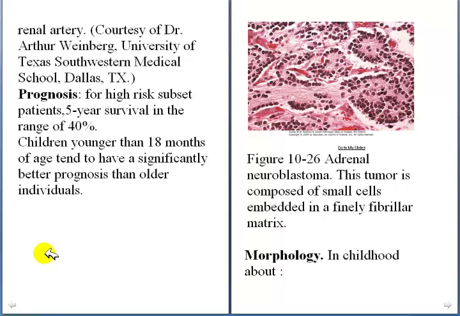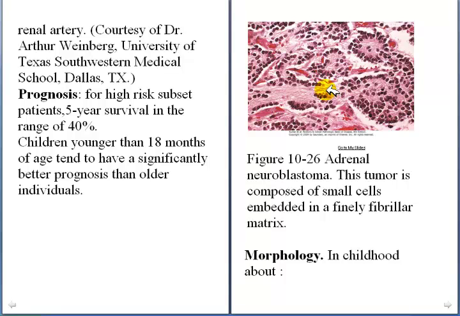And let's talk about the prognosis. Well, for a very high-risk subset of patients, there's a 5-year survival in the range of 40%. So yeah, not a very good prognosis, but it is reserved for a high-risk subset of patients. And this is very important: children younger than 18 months of age tend to have a significantly better prognosis than older individuals.